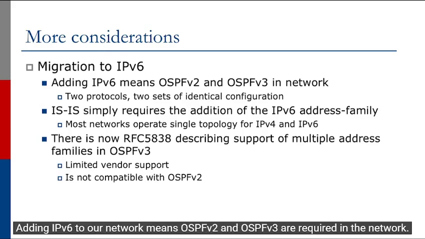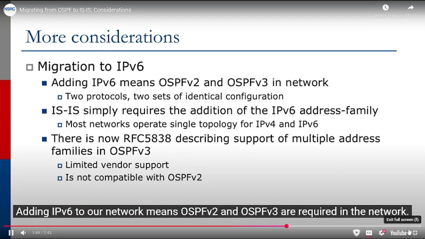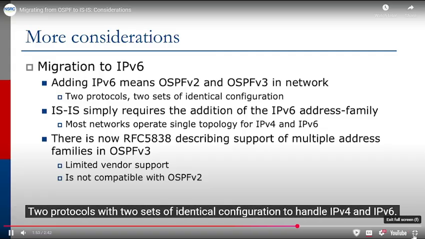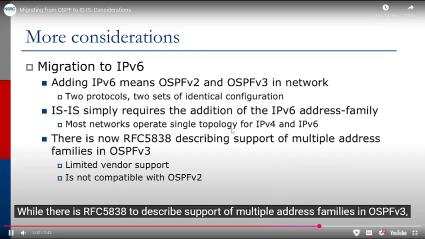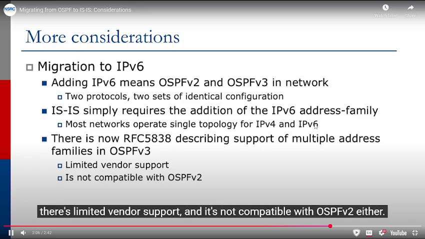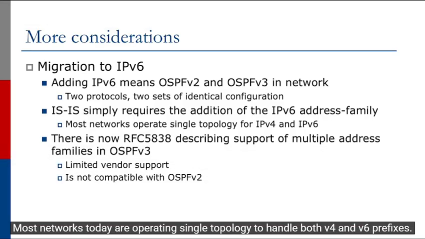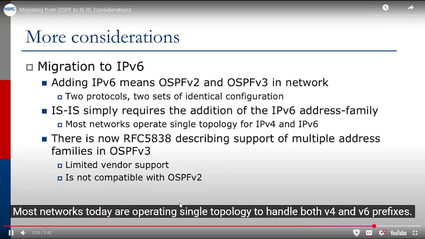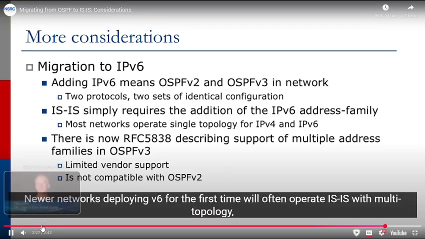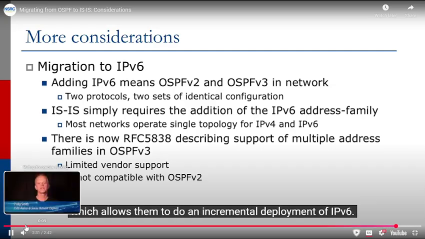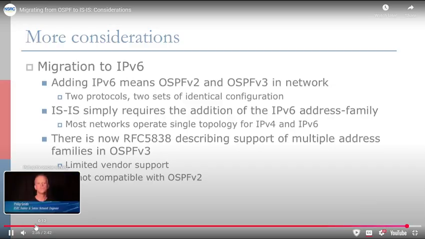Adding IPv6 to our network means OSPF v2 and OSPF v3 are required in the network. Two protocols with two sets of identical configuration to handle IPv4 and IPv6. While there is RFC 5838 to describe support of multiple address families in OSPF v3, there's limited vendor support, and it's not compatible with OSPF version 2 either. For ISIS, we simply add the v6 address family. Most networks today are operating single topology to handle both v4 and v6 prefixes. Newer networks deploying v6 for the first time will often operate ISIS as multi-topology, which allows them to do an incremental deployment of IPv6.